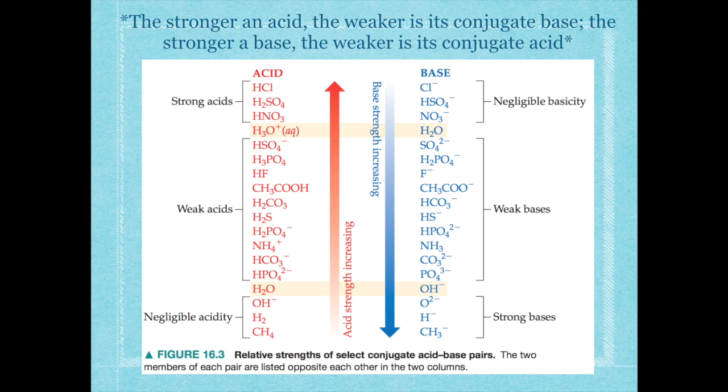So keep in mind, if you're looking at, let's say, for example, nitrate, the nitrate polyatomic ion, since HNO3 is one of your strong acids, when we're considering its basicity, it would be extremely weak. And this is going to play a huge role in being able to determine where exactly equilibrium lies in just 1 second.